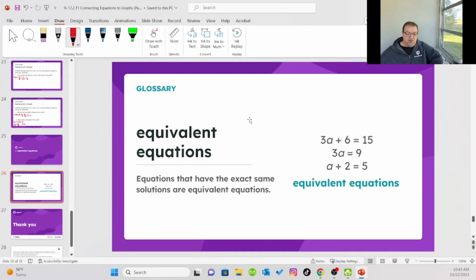Our only glossary term is equivalent equations. Equations that have the exact same solutions are equivalent equations.